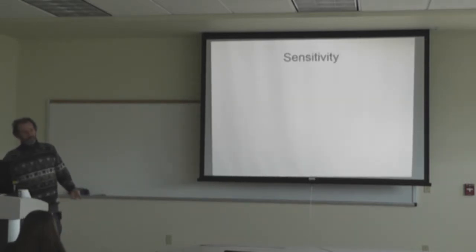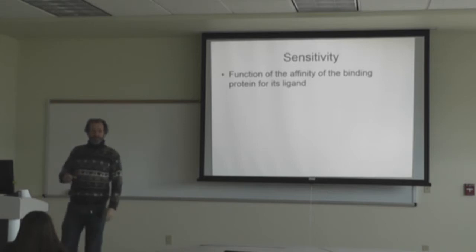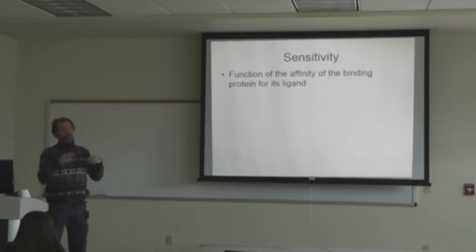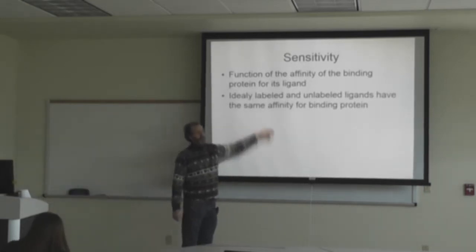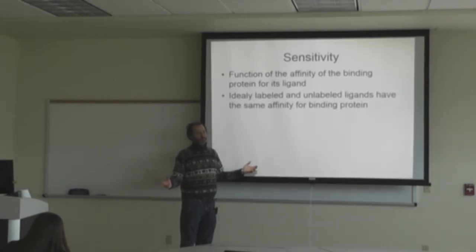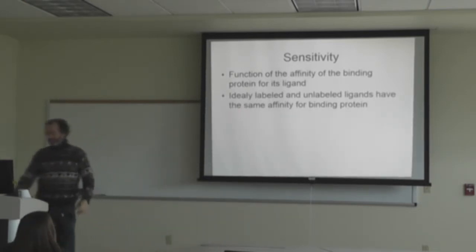So sensitivity, what is the sensitivity? Any ideas? Like a sensitivity in an assay? It's basically a function of the affinity of the binding of the protein for its ligand, right? So if you have a really sensitive assay, you're going to have high affinity, right? Because you'll be able to differentiate small differences in concentrations. Ideally, the labeled and unlabeled ligands are going to have the same affinity for the binding protein, but that's not always going to be true, right? Because don't you think having a big label on some small hapten is going to affect its binding affinity a bit? So, but ideally, in the ideal world, they're going to have equal affinity.